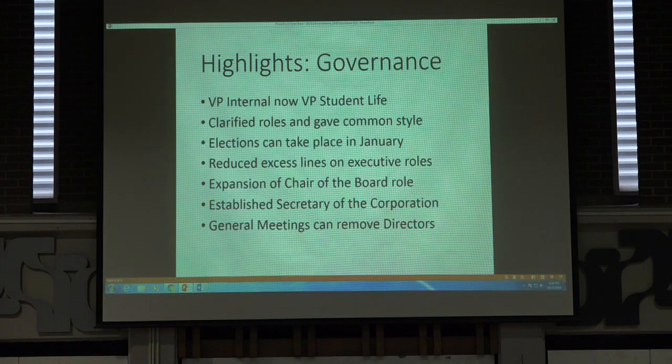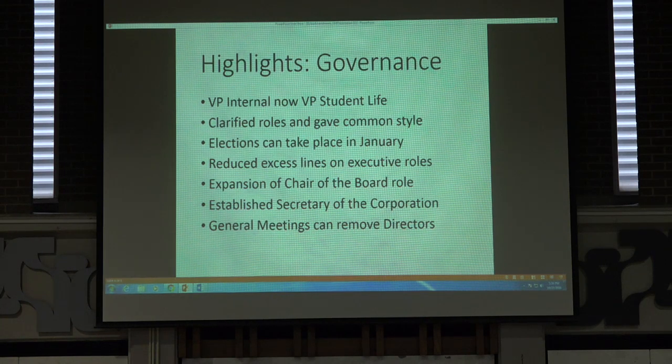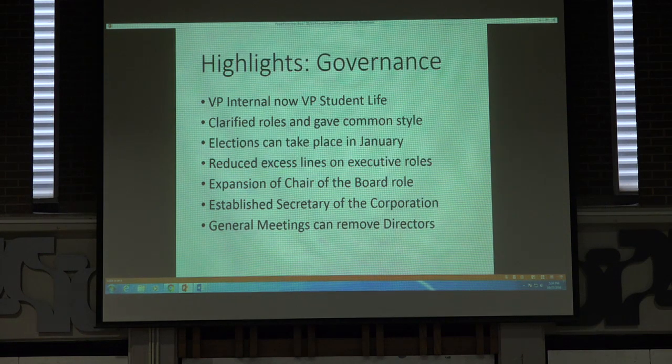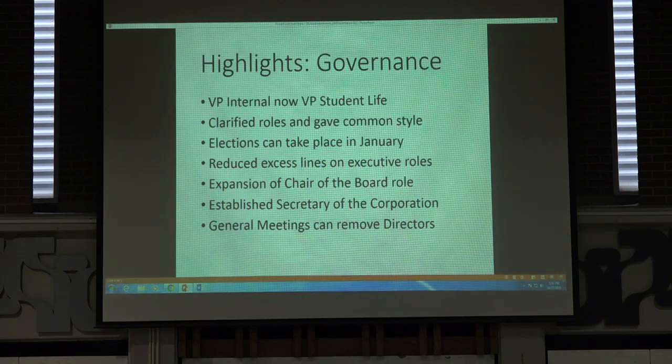We've also enabled general meetings to remove directors if they see fit. Really, it's an accountability provision. Often what would happen is directors could get acclaimed at a general meeting in March, and members would have no recourse until the next year if they felt that director no longer represented them.